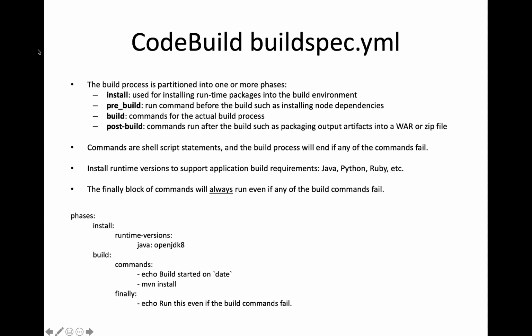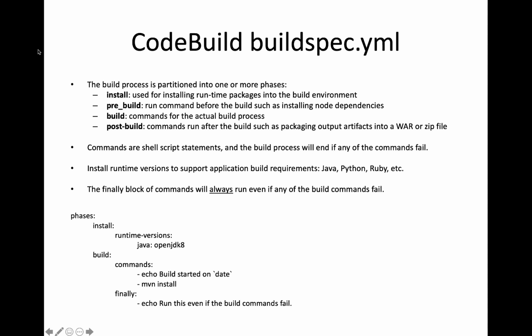There's the pre-build phase, and oftentimes in the pre-build phase, you will run commands to install certain dependencies. For example, if you were building a Node.js application, you would want to install all of the Node dependencies. If you were building a Python application, this is where you might do a pip install of all of the dependencies that are specified in the requirements.txt file.